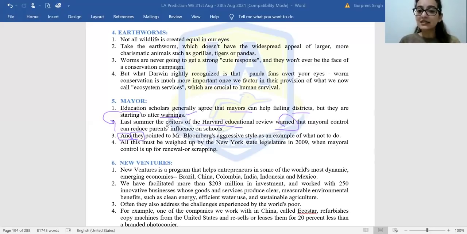But here, yes, a story is going on, that last summer the editors of this and this warned about mayoral control, and they pointed to, that's a story going on. So that's why this "they" refers to these editors, and this "they" does not refer to mayors because of this word "and" here. And they pointed to Mr. Bloomberg's aggressive style as an example of what not to do. All this must be weighed up by the New York State Legislature in 2009 when mayoral control is up for. So "all this" again is referring to whatever is happening.